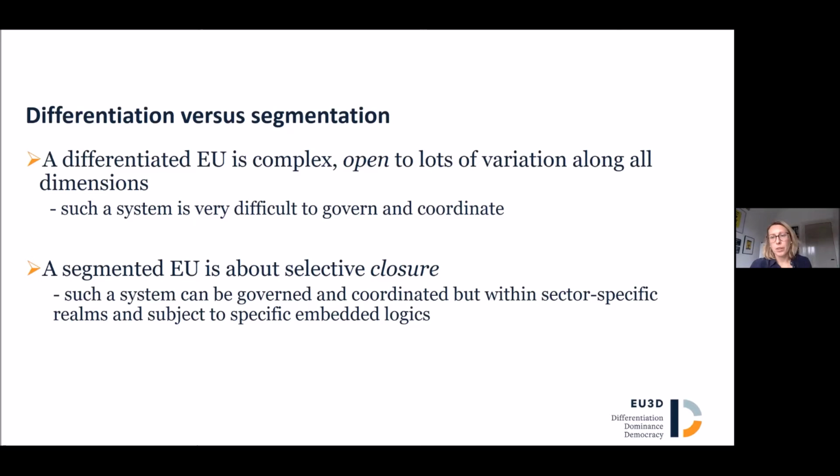So that's the starting point to try to carve out space within the debate on differentiation to say that the general understanding of differentiated EU is complex, it's open to variation, and therefore difficult to govern and coordinate, and we have seen that in the previous presentations. Whereas a segmented EU would be about selective closure. Certainly it would be differentiated, but it would be a certain forms of closure.